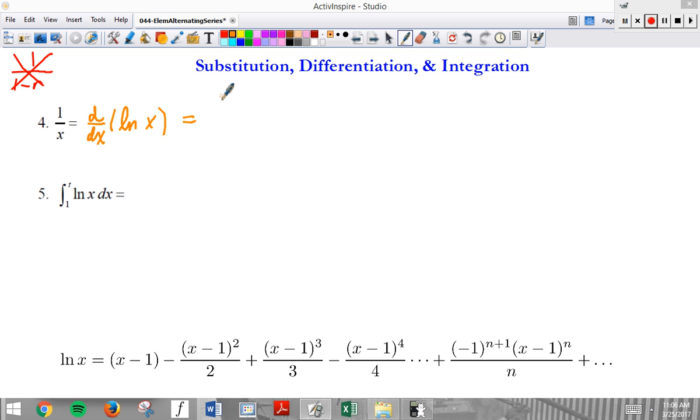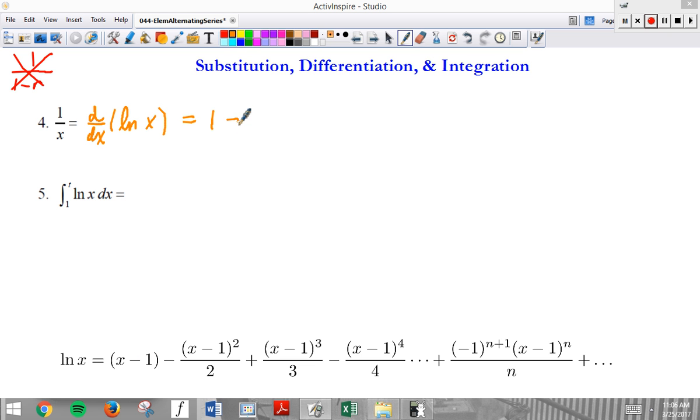So how do I get that? I want to take the derivative of each of these terms. Now how does that work? What's the derivative of x minus 1? You can think about it, but it's 1. The derivative of x is 1, derivative of negative 1 is 0.